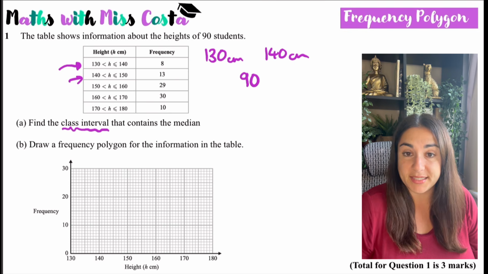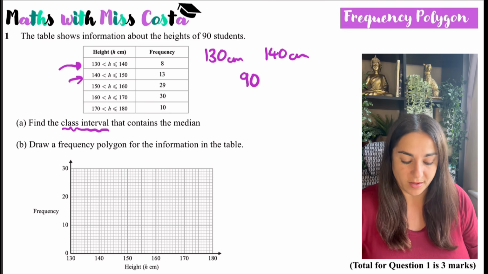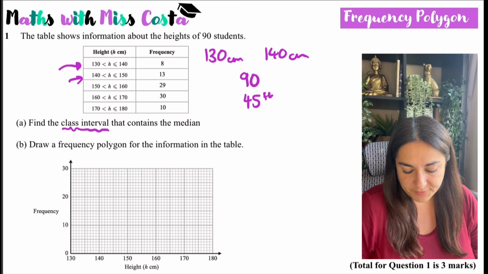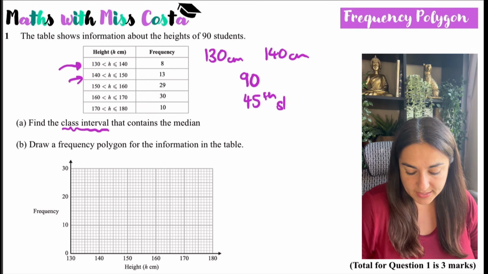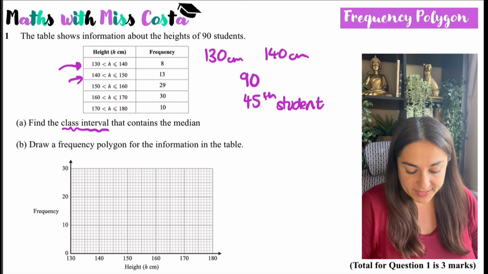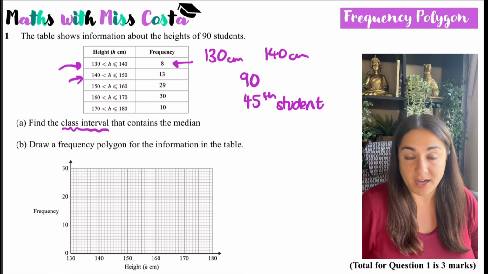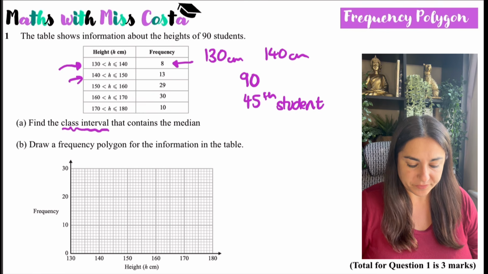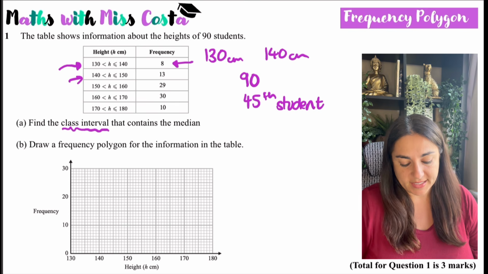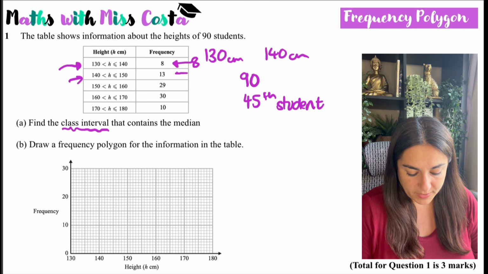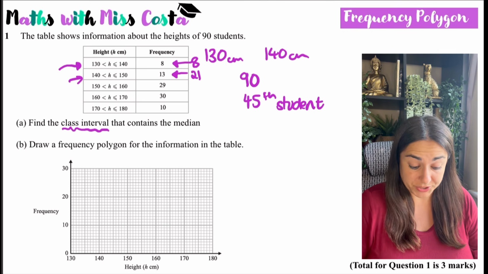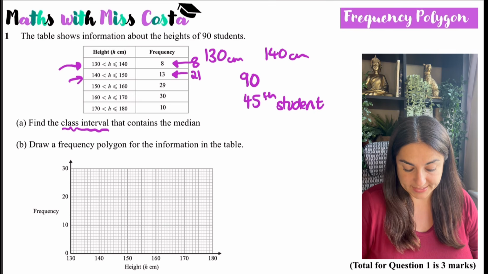Well, there are 90 students in total, and the median is the halfway point or the halfway value. Half of 90 is 45. So therefore, I need to figure out where the 45th student is, in which interval they are. And I use cumulative frequency to do that. So the first 8 students are between 130 and 140 centimeters. Then another 13 students are between 140 and 150. So far we've got 8, and 8 plus 13 is 21. So the first 21 students are up to 150 centimeters in height.